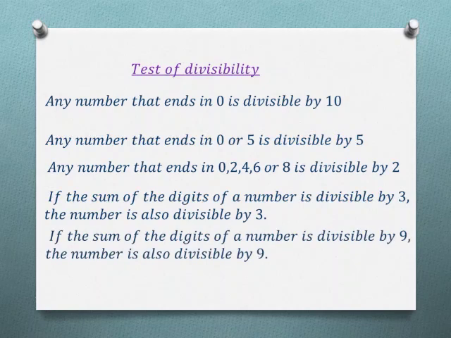If the sum of the digits of a number is divisible by 9, the number is also divisible by 9. Same example, 162. Adding 1 plus 6 plus 2, you will get 9. So it is divisible by 9.